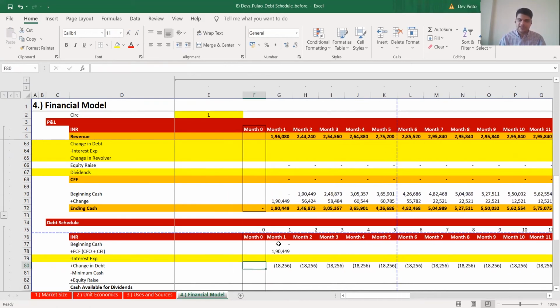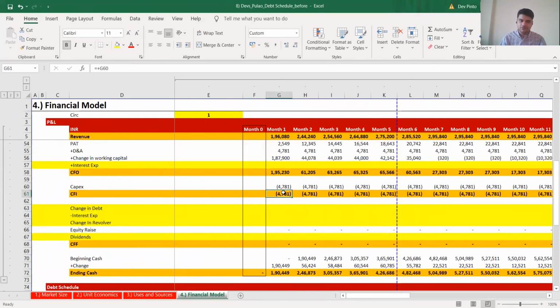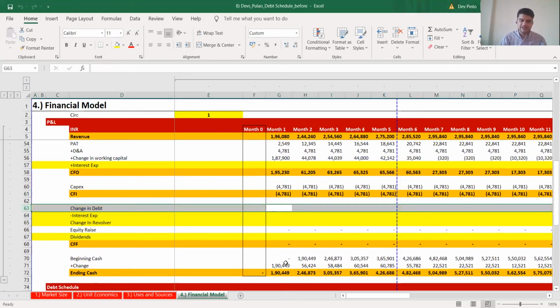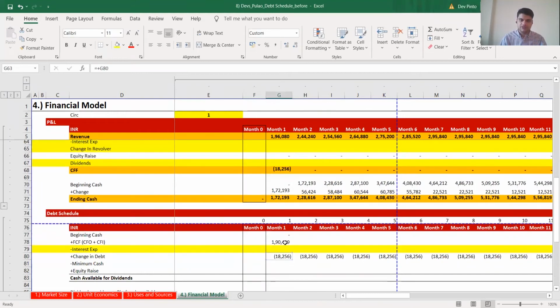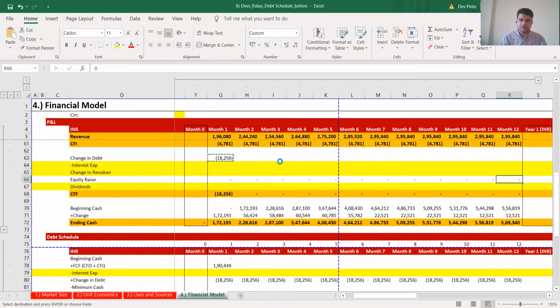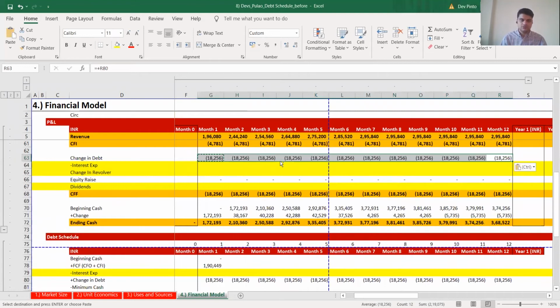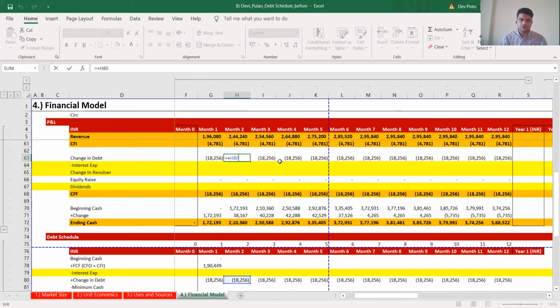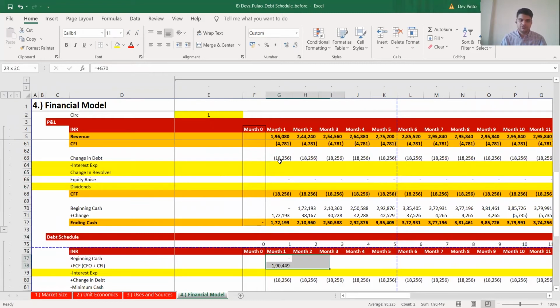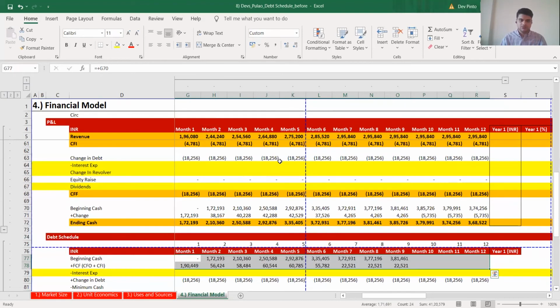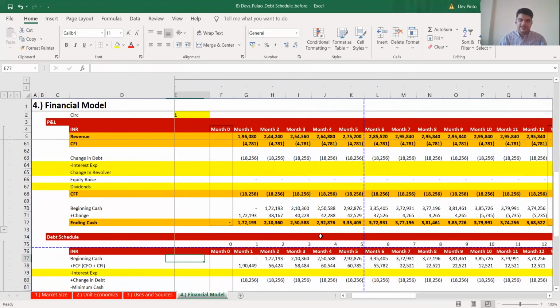Okay. So far, we started with beginning cash, then we went to CFO plus CFI. We're computing interest in a bit. We got the change in debt. Let's just link that here. Nothing but this. Just link this over here. Yep. Let's pull this also over here. Right. Next line item is minus minimum cash.